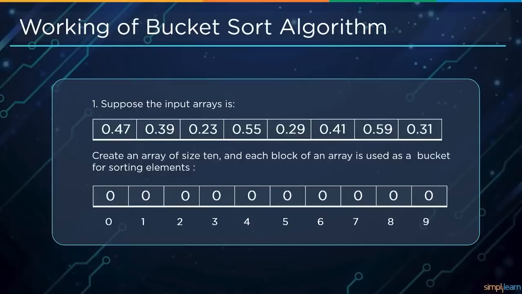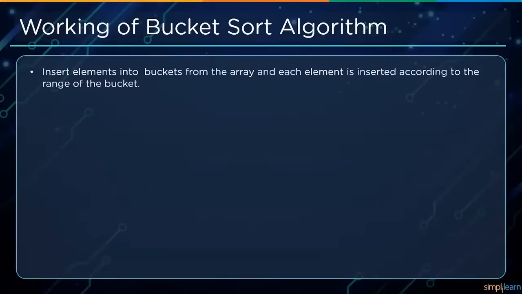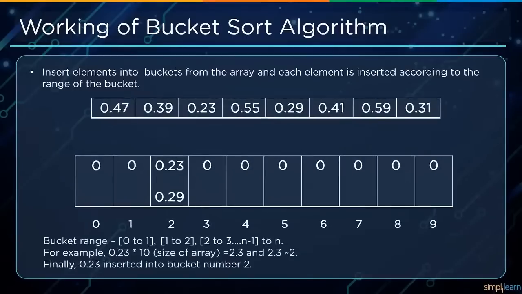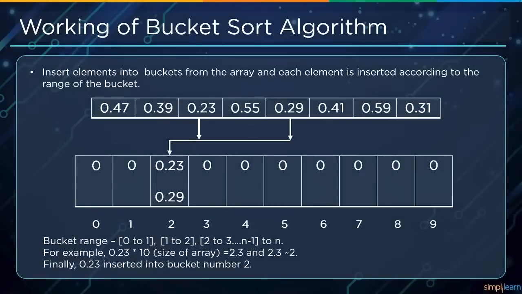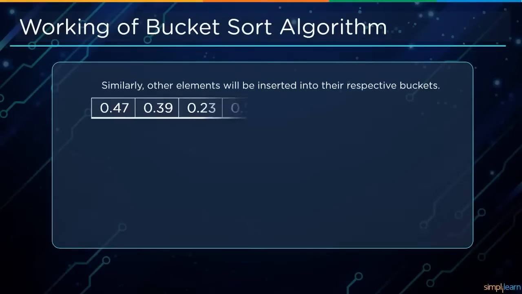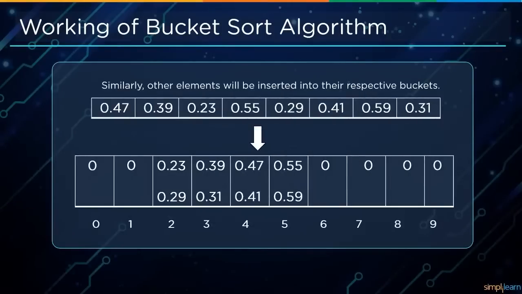Next we have step 2. Insert the elements into buckets from the array, and all elements are inserted as per the range of the bucket. Buckets ranging from 0 to 1, 1 to 2, 2 to 3, up to n-1 to n. Here, n is the number of elements in an array. So, for our example, 0.23 will be multiplied by 10, which is the size of an array, and that gives us 2.3, approximately equal to 2. So finally, we will insert 0.23 into the bucket number 2. Similarly, we will insert other elements into other respective buckets.